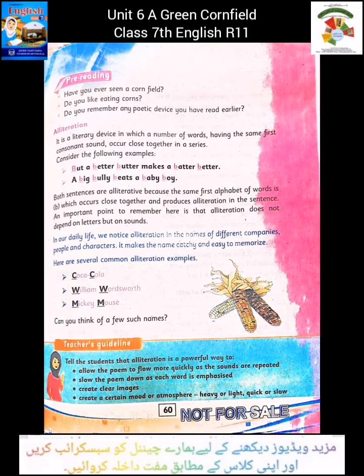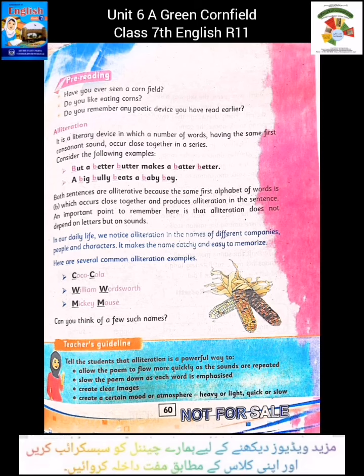So let's first study what alliteration is. Alliteration is a literary device in which a number of words having the same first consonant sound occur close together in a series. It happens when words that start with the same sound are used repeatedly in a phrase. The words do not necessarily have to start with the same letter, but the important thing is that the words start with the same sound.